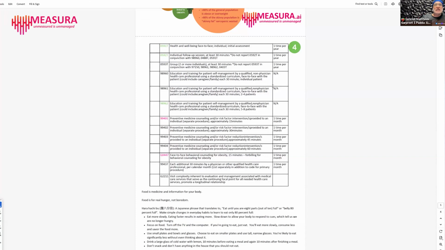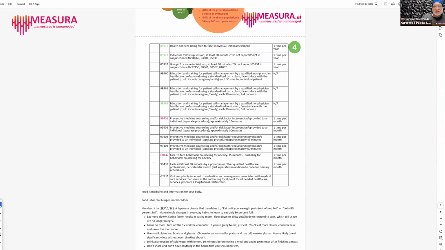So all of these you can bill 26 times a year. This you can bill 1 time a year. This you can bill 1 time a year. This you can bill 1 time a year. These you can bill 26 times a year. There's additional codes that you can expand your 99 codes with a G2211, and you can bill those as many times as you bill your 99 codes, your follow-up codes.